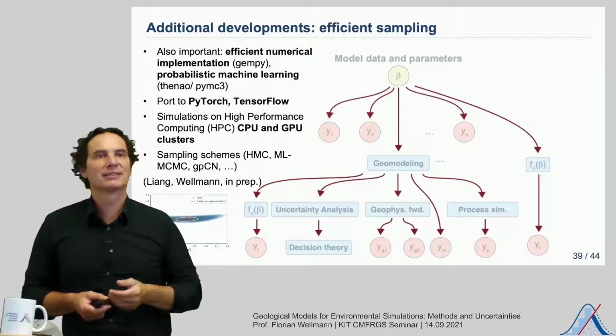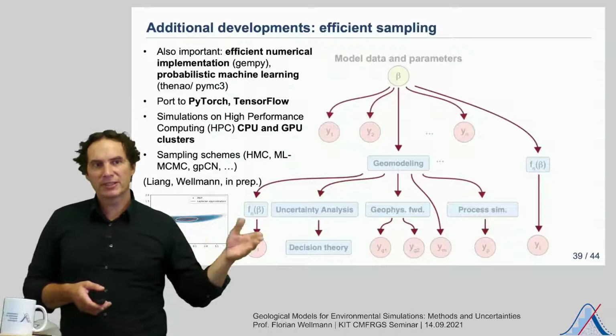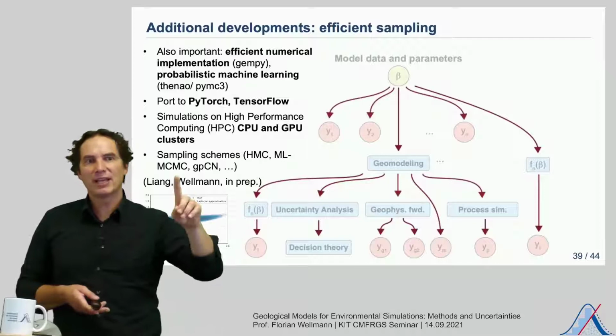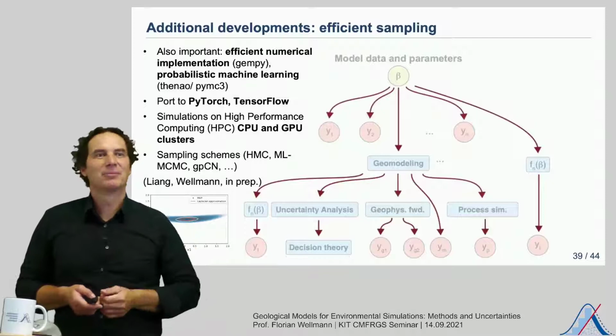But we look at different types of optimization methods and uncertainty quantification approaches, for example, using Hamiltonian Monte Carlo and other types of multi-level MCMC schemes. So that's something which is also an active part of research. Again, a bit of a look into the future.